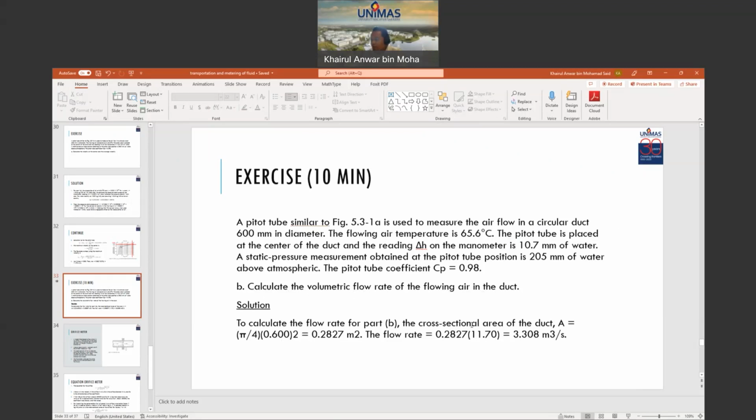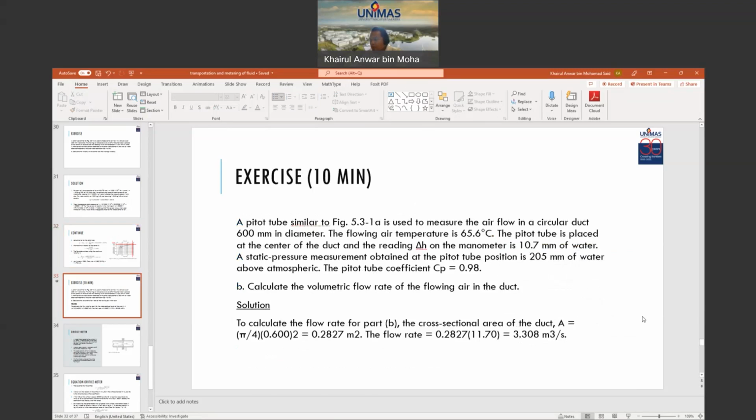we have to calculate the cross-sectional area of the duct. A equal to pi over 4 times 0.6, which is the diameter of the pipe, squared. So you get 0.2827 meter square of sectional area. The flow rate is 0.2827 times the volume average velocity, 11.7, calculated before. So you get 3.308 meter cube per second.